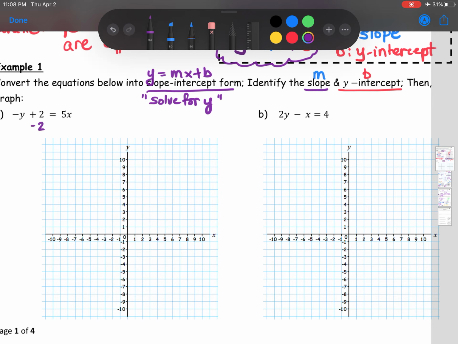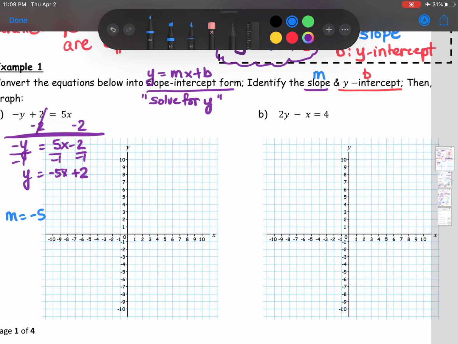So I subtract 2. This cancels. I have negative y equals 5x minus 2. Divide each term by negative 1, and you get y equals negative 5x plus 2. Okay, so now what's your slope? Your m is the coefficient of x, which is negative 5. Let's write it as a fraction: negative 5 over 1. What's my b, my y-intercept? b is 2.